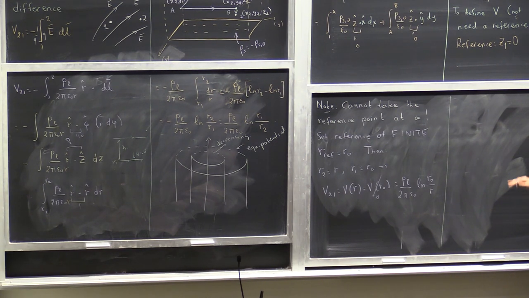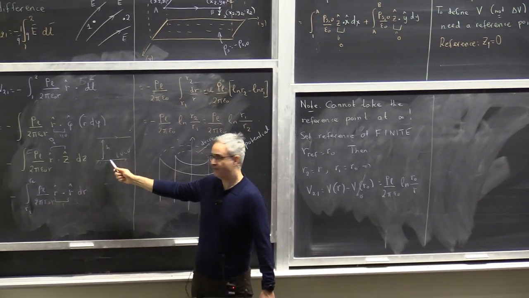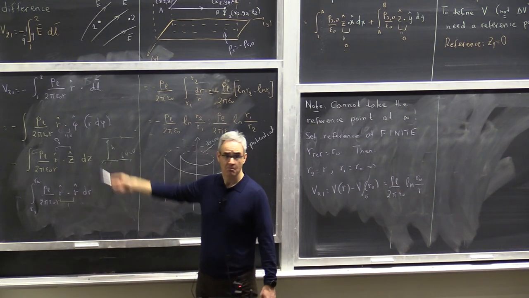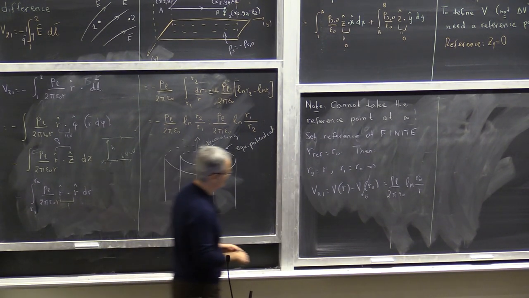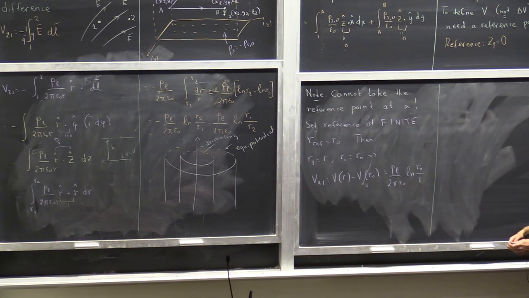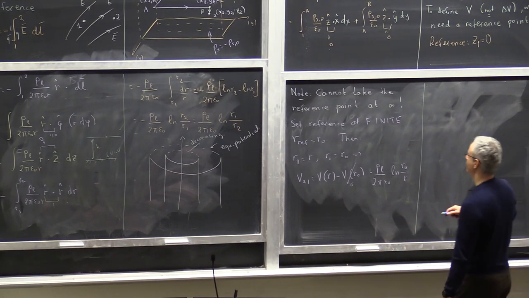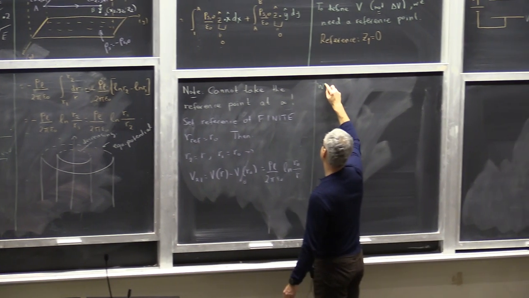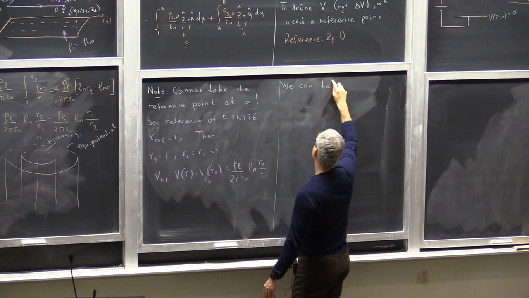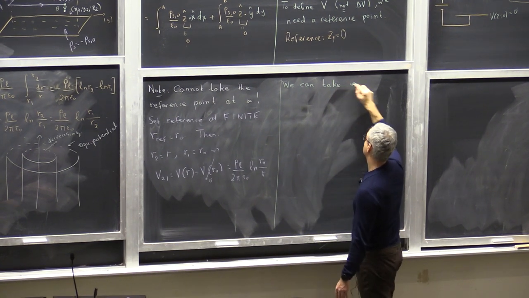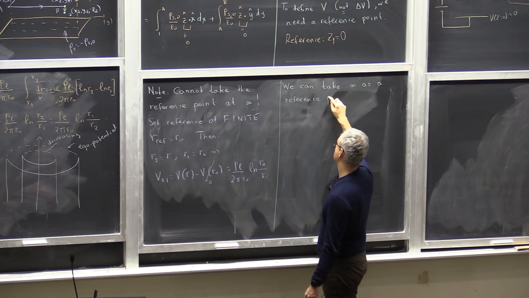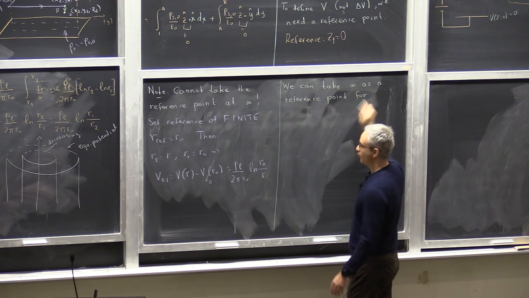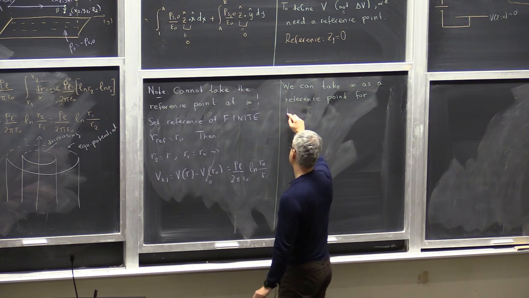So practical situation, field of a power line, potential of a power line. If you want to define a reference for the potential, put it on the ground, and then your distance will be the distance of the power line from the ground. So this is a practical situation where you would choose it. So I'd like to make a note here of a general rule: that we can take infinity as a reference point for finite charge distributions.